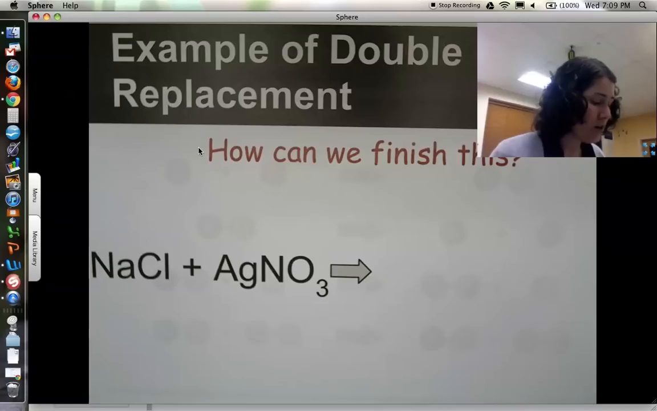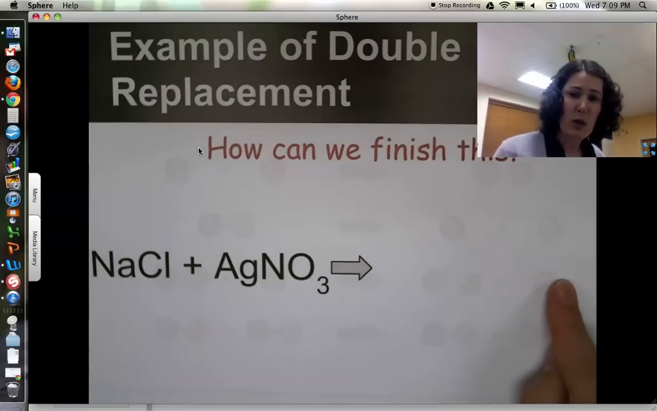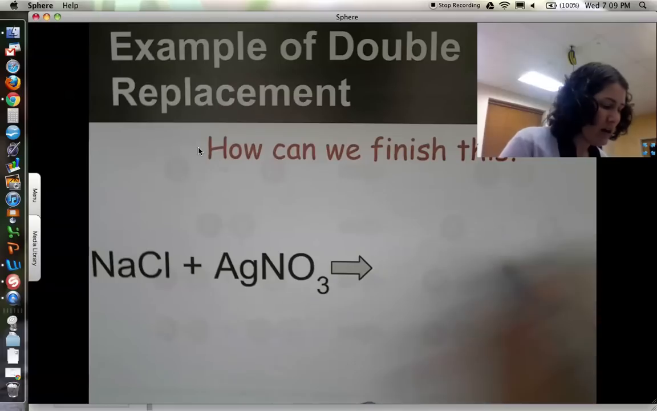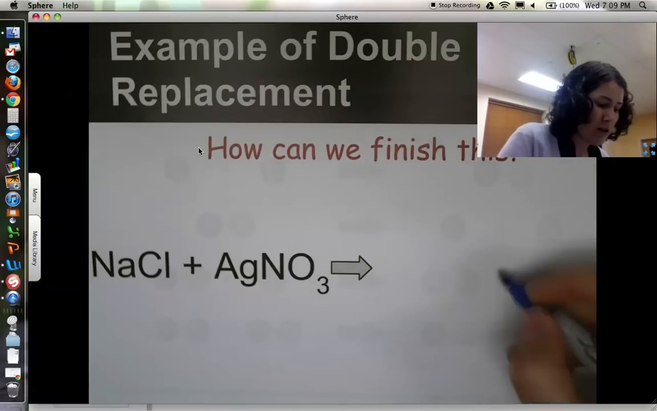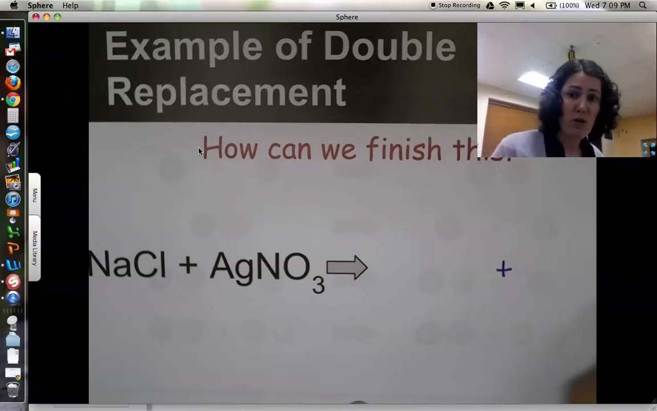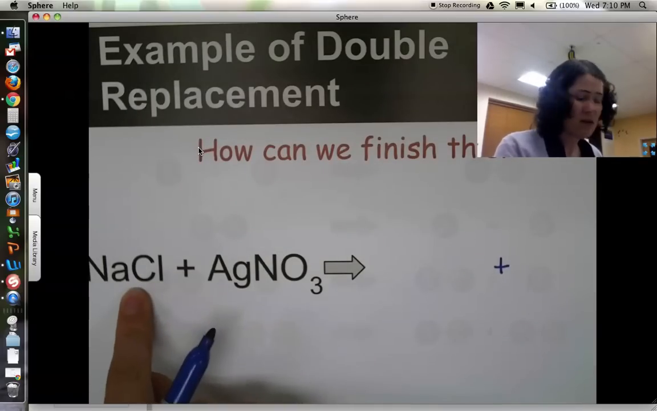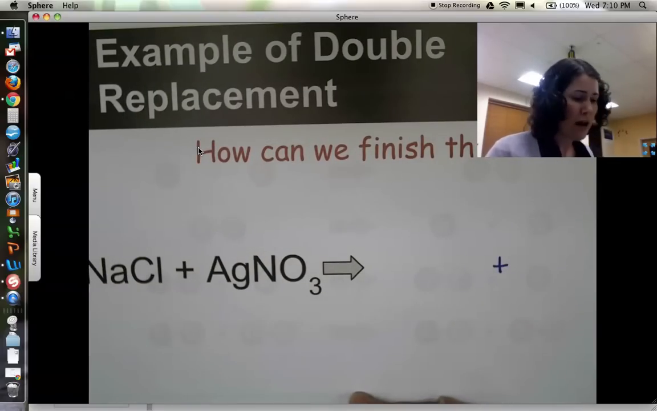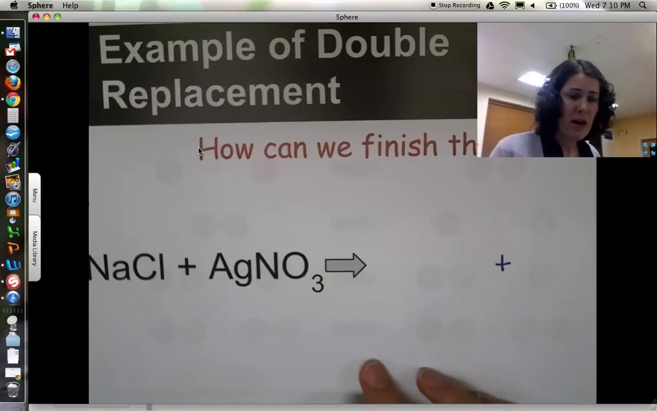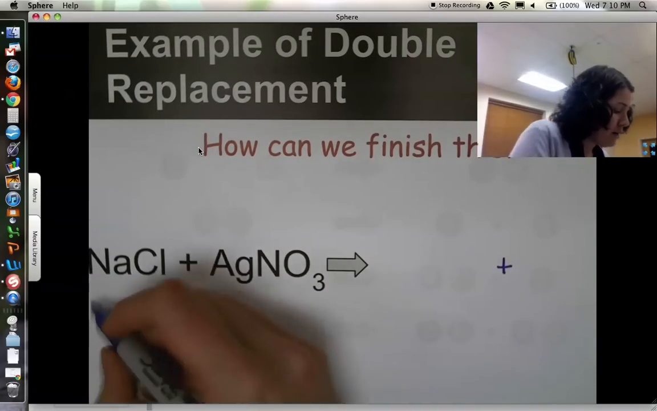So what we're trying to do here is figure out what the products are. What is this right side of the equation going to be? We know that in this case it's a double replacement. So I am going to put my plus sign because I know I'm going to get something here and something here. And the question is, what are those things going to be? Well, to start figuring this out, I need to break these compounds into their ionic components. To do that, I can look on my periodic table and find the charges for the ions in these compounds.